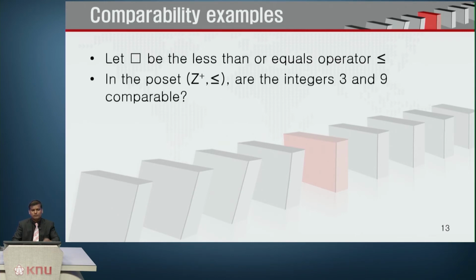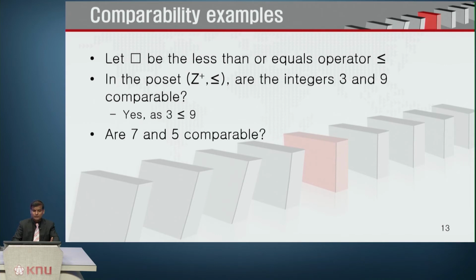Let's talk more about this part. Suppose ⊑ is the less than or equal to operator, then you have this poset of the form (Z+, ≤), where the integers 3 and 9 are comparable. Now talk about this less than or equal to part. 3 is less than or equal to 9. Yes, it's true, which means it's comparable.